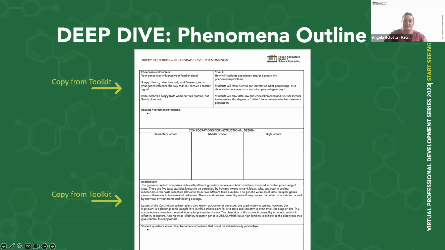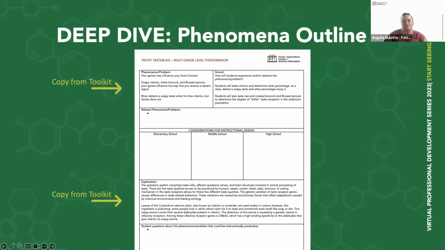So we're going to do our deep dive here for the last about 20 minutes of work time. Your task is going to be to complete the phenomenon outline during our deep dive work time. Again, the B phenomenon toolkit that we looked at earlier can help you to fill out the phenomenon box and also that box there that's being pointed to, that explanation box. If you're using something from the toolkit, you can copy those directly from there.